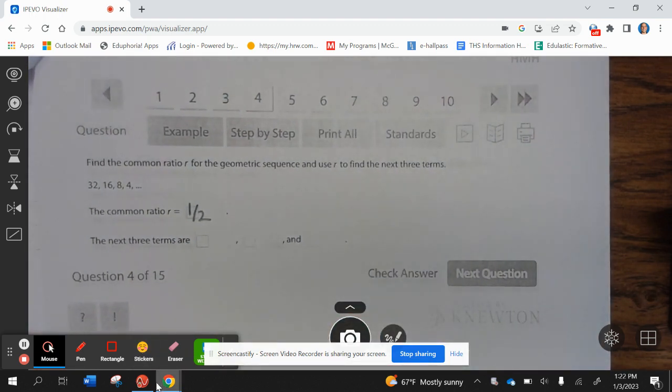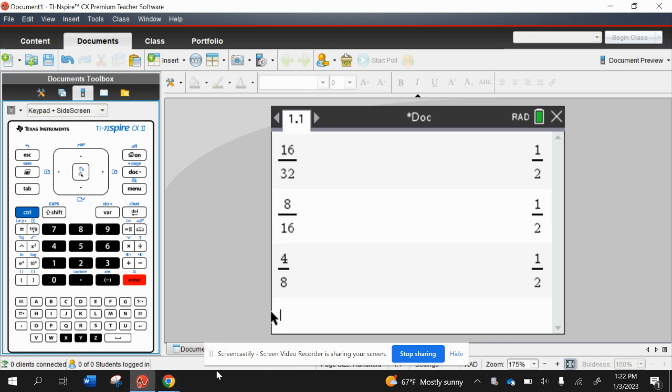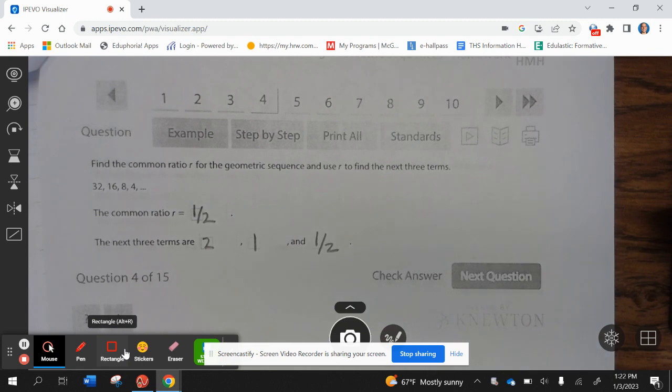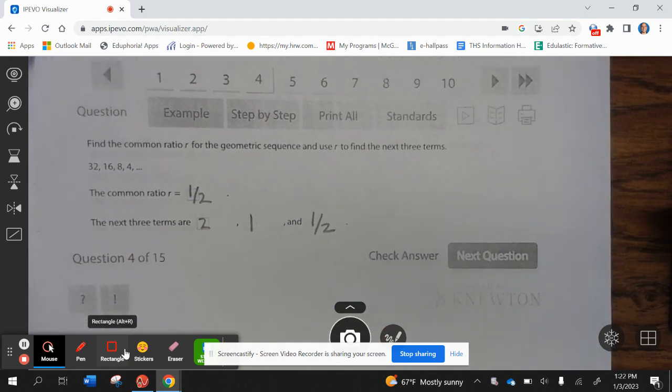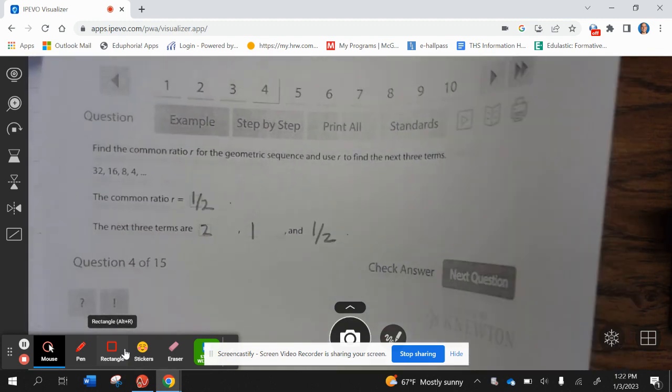Okay, so to find the next three terms, multiplying by 1/2 is the same as dividing by 2. So we can do 4 divided by 2 is 2. 2 divided by 2 is 1. And then 1 divided by 2 is 1/2. All right, so the next three terms are 2, 1, and 1/2. Let's take a look at the next example.